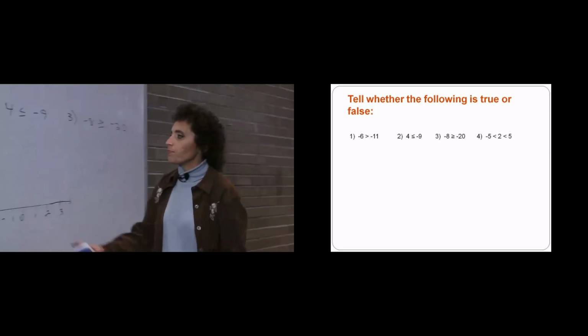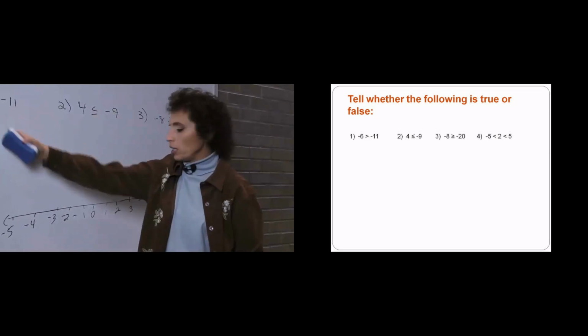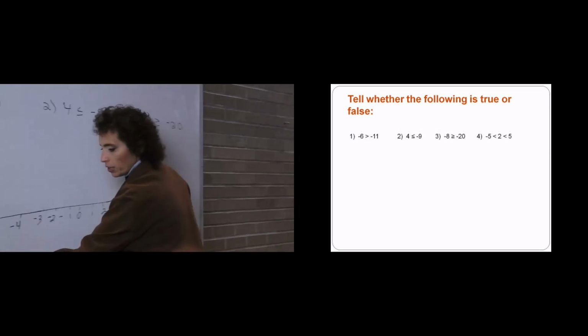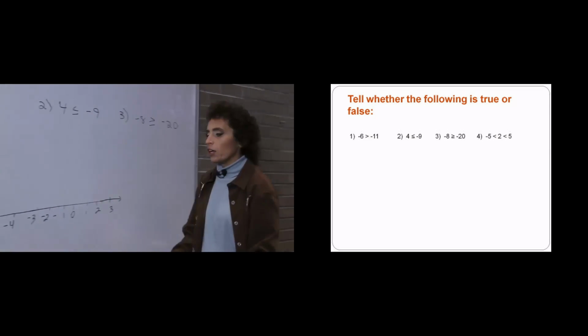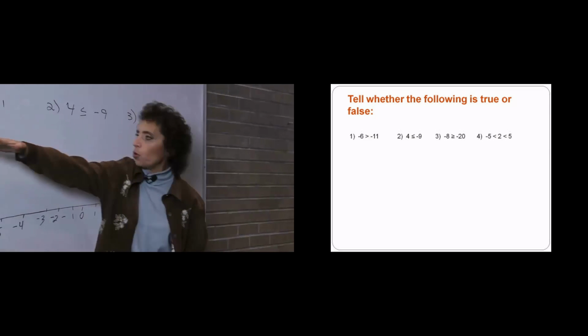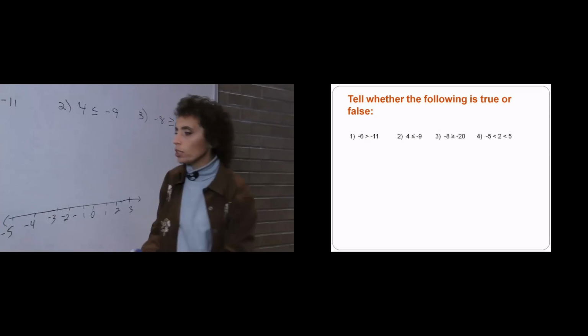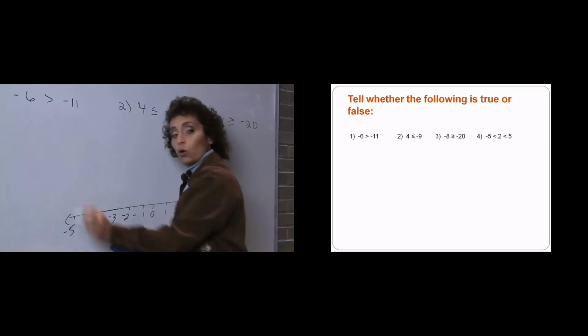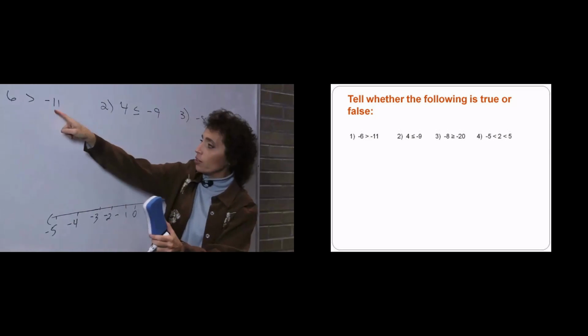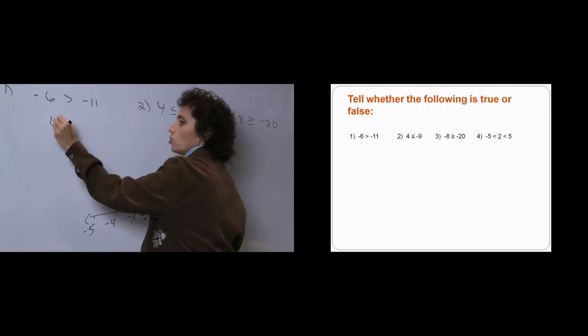Okay, let's see how you did. Negative 6 is greater than negative 11. Well, negative 6 would be out here somewhere, and negative 11 would be here. Remember, the more to the left you are, the smaller you are, so that is true. Negative 6 is greater. You're not as much in the hole either. Here you're $6 down, here you're $11 down. So this is true.